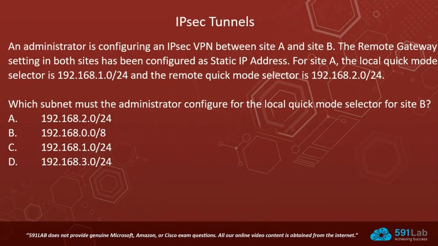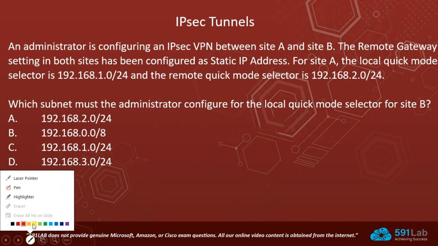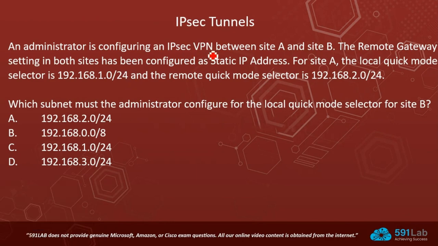Okay, let's go to the next question. An administrator is configuring an IPsec between site A and site B. The remote gateway settings in both sites have been configured as a static IP address. For site A, the local quick mode selector is 192.168.1.0/24 and the remote quick mode selector is 192.168.2.0/24. Which subnet must the administrator configure for the local quick mode selector for site B?